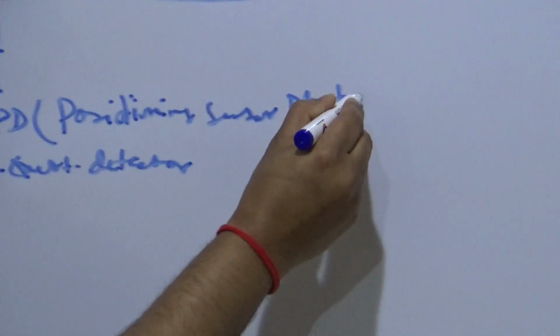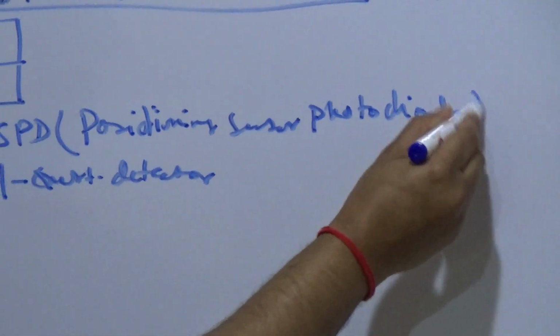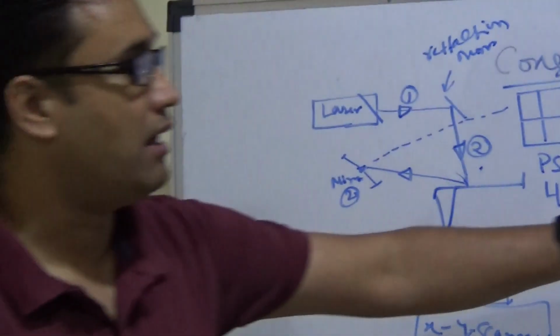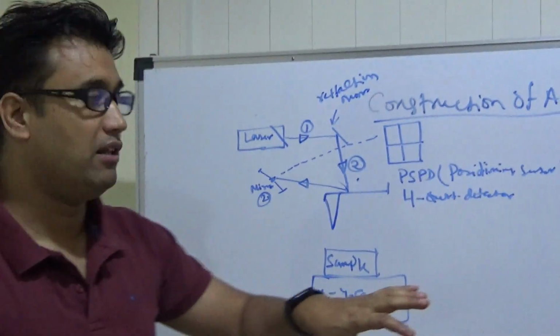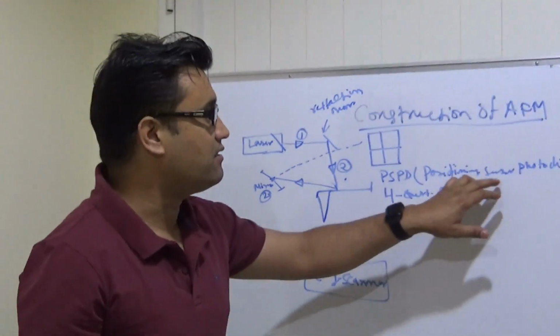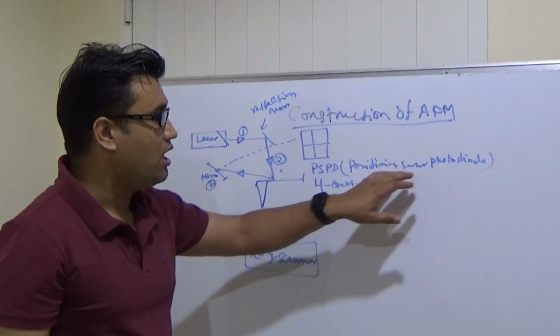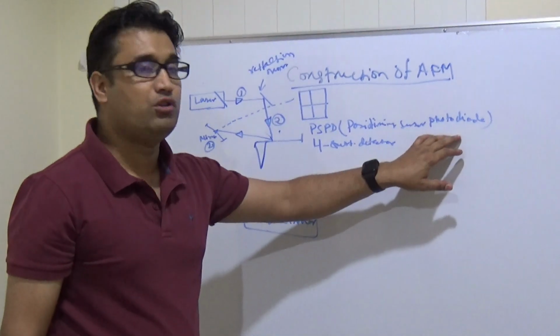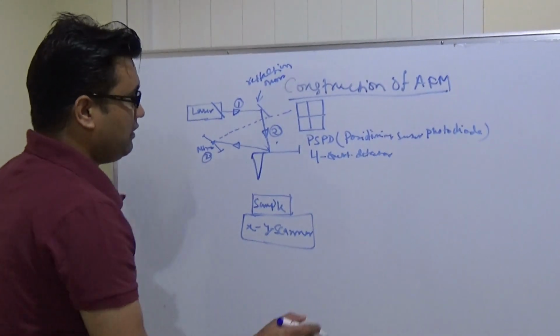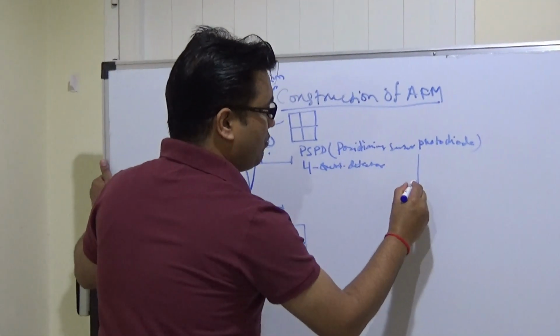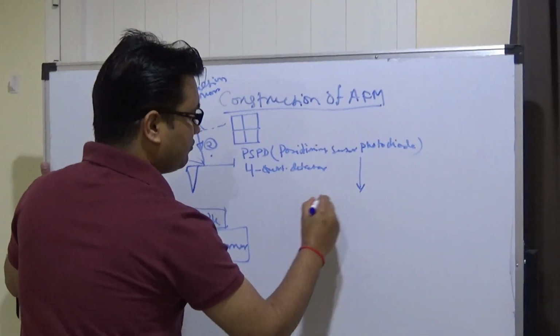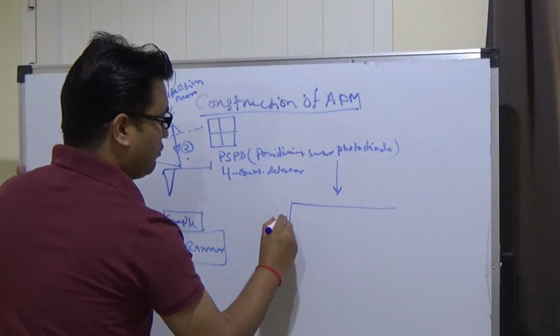It refers to photo, I mean optical and positioning sensors. What do you mean? It has three words. Position is the first, the second is sensor, and the third is photodiode. So I'm going to break it down, and if I break it, it's easier to understand. This means a position.